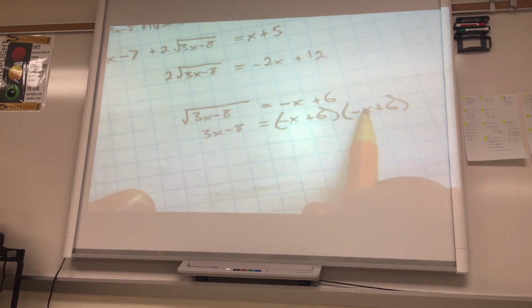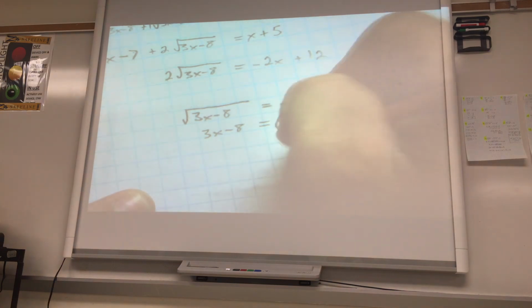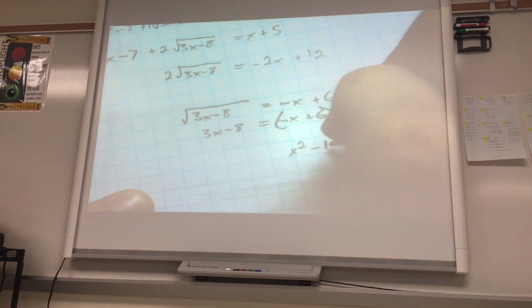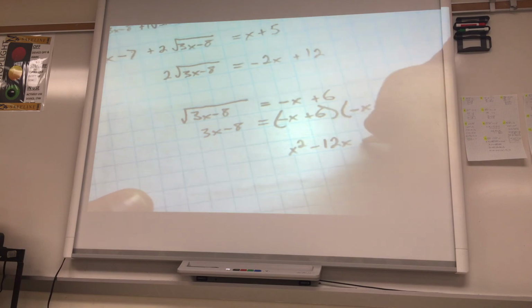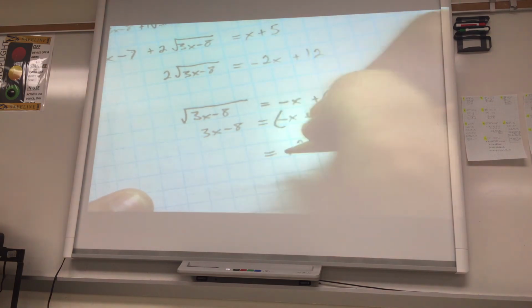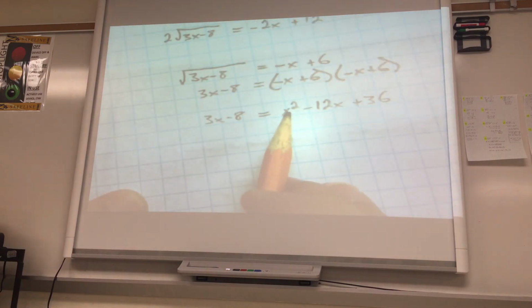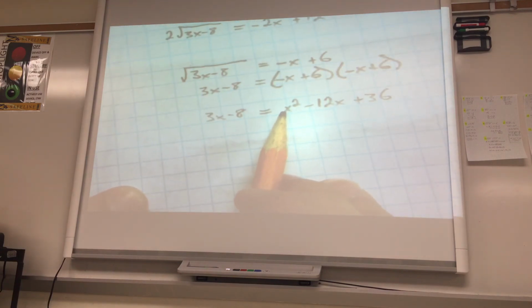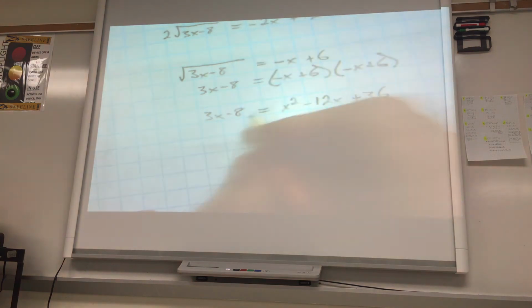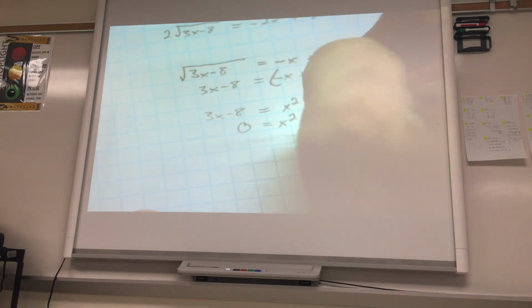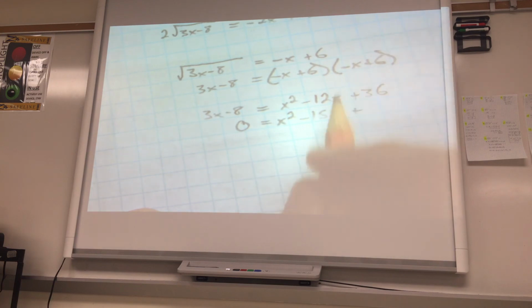Alright, multiply all this out, so I end up getting -x times -x is x squared. -x times 6 is -6x. And then 6 times -x is -6x. So I end up with -12x. 6 times 6 is plus 36. Equals 3x minus 8. And again, guys, I notice it's a quadratic, so I'm going to isolate it, set it equal to 0, and solve by factoring, using the quadratic formula or anything like that. So I'm going to subtract 3x, add 8, so I get 0 equals x squared minus 15x plus 44.